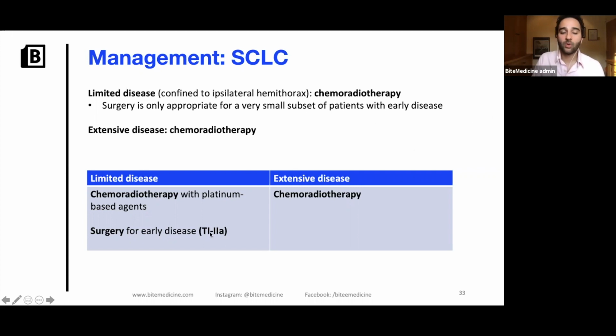That's T1 to T2A, so really early, no real lymph node involvement, no metastasis. If you're super lucky, you may fit into this, but the vast majority is chemotherapy, radiotherapy with platinum-based agents for the chemotherapy. And then extensive disease, so it goes beyond that ipsilateral hemithorax, and elsewhere, you can consider just chemoradiotherapy. But the real golden rule is you don't really operate on small cell lung cancers.